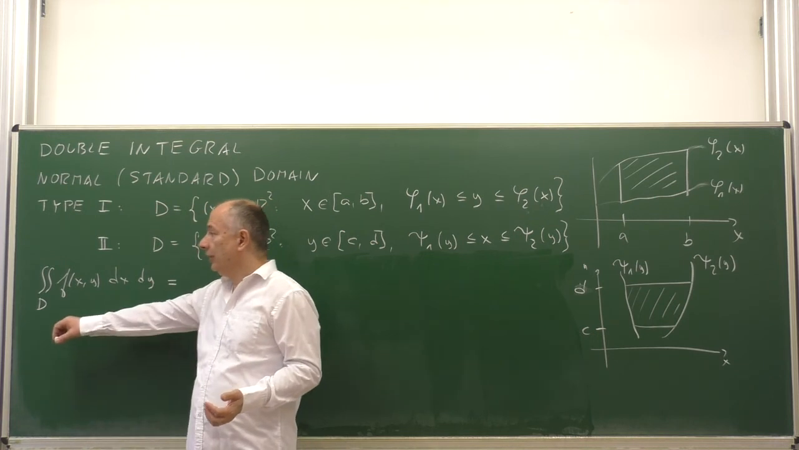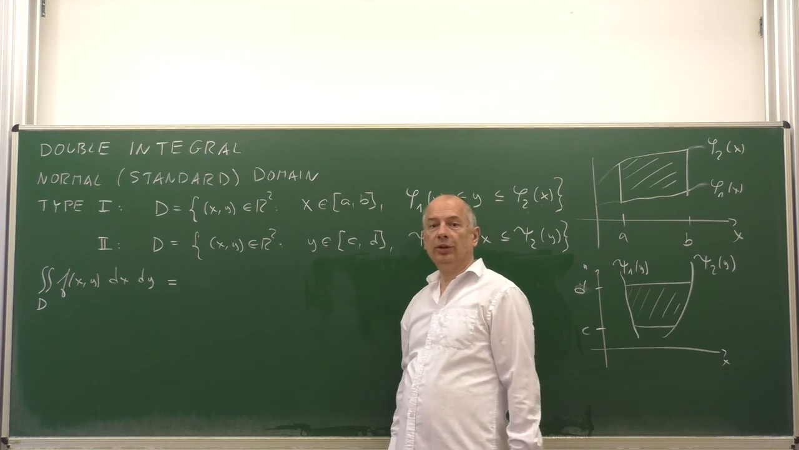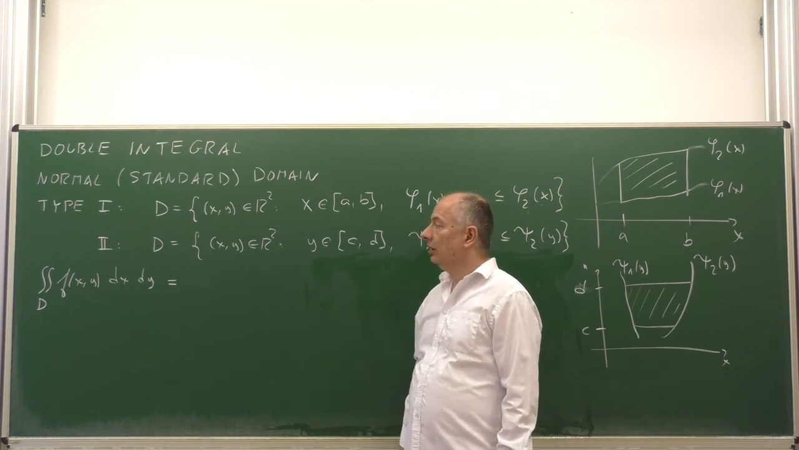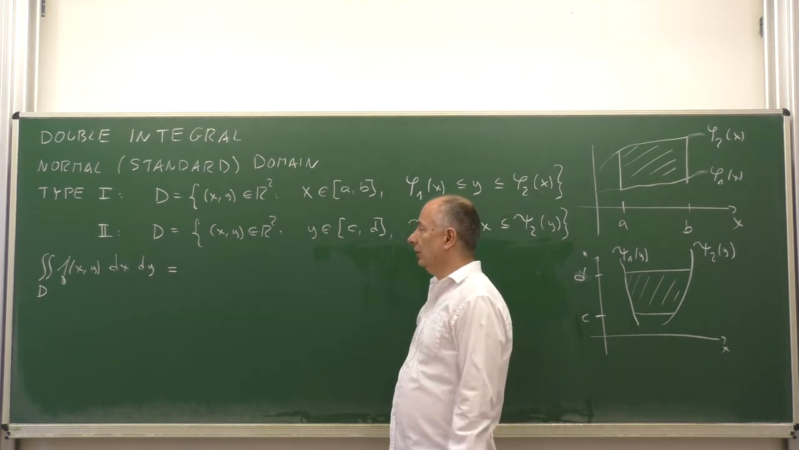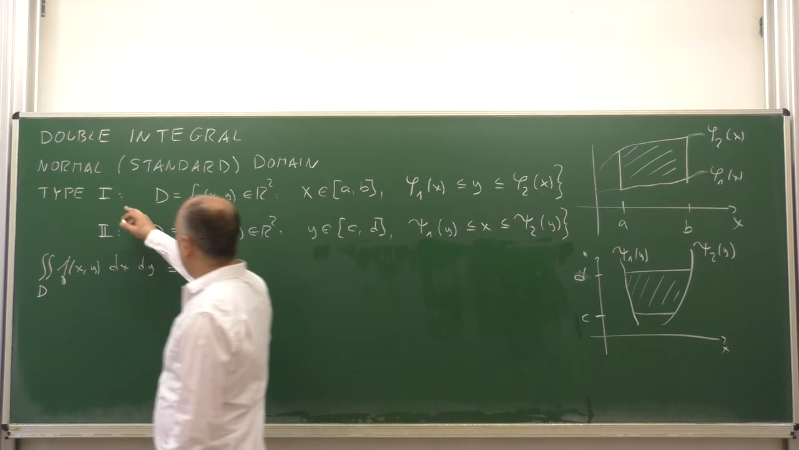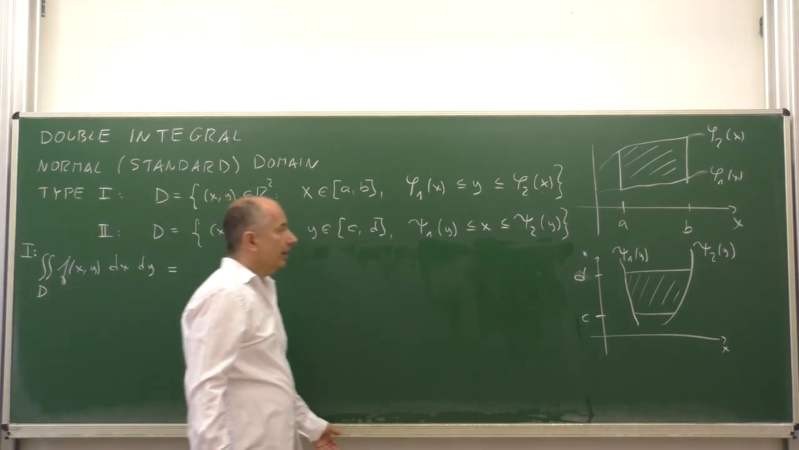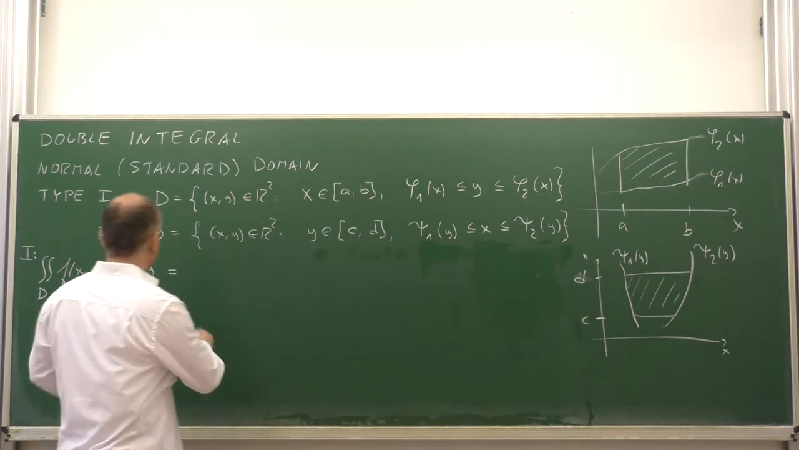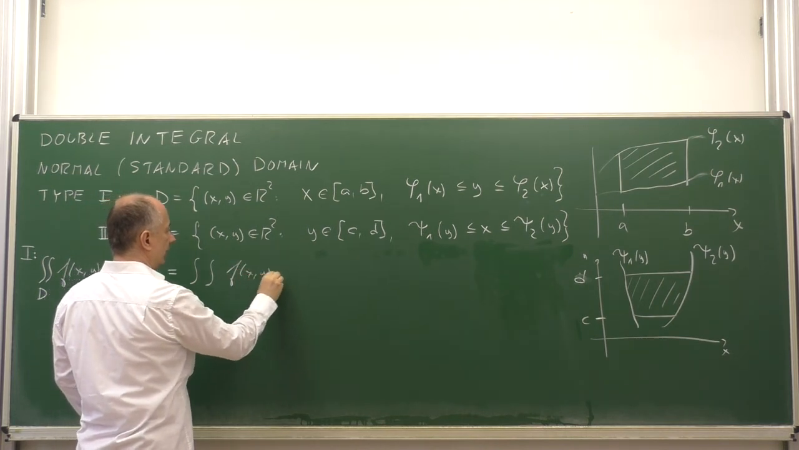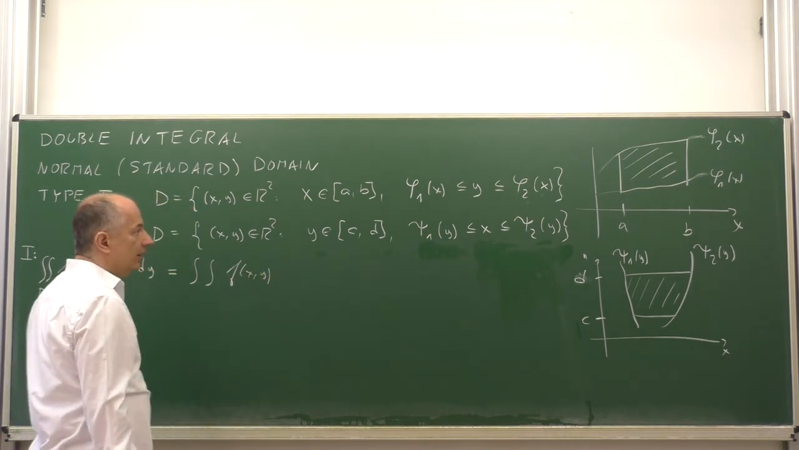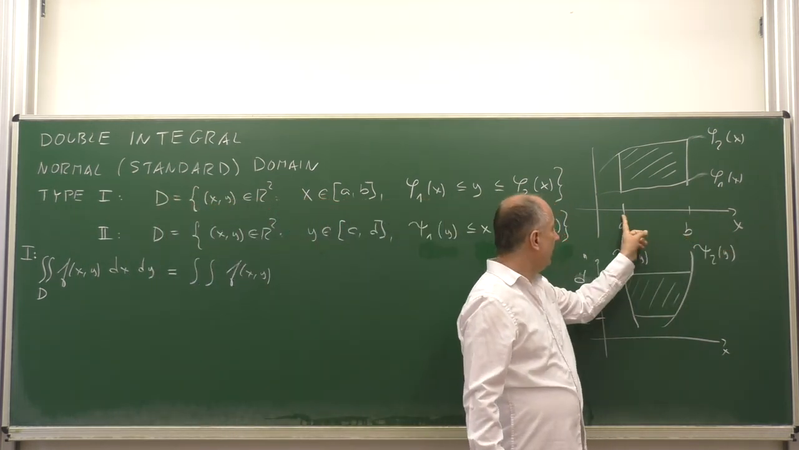And when D is of this type, then we can use a generalization of Fubini's theorem to rewrite the double integral in the form of two iterated integrals. If D is of type 1, then we can rewrite this integral as two integrals of the function f(x,y). And now x runs from a to b.